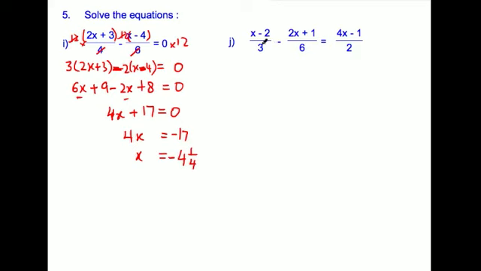Again, we multiply throughout by the LCM. In this case it is 6. To cancel the denominator.